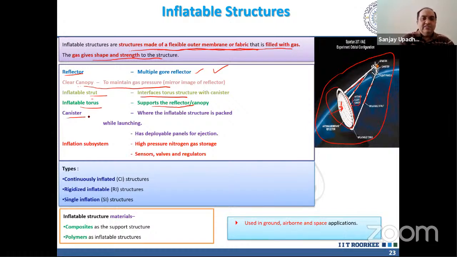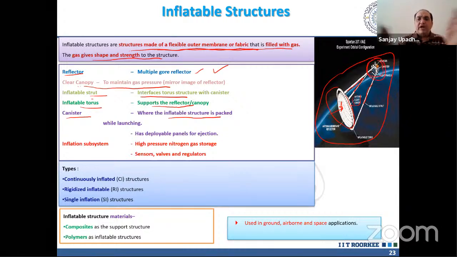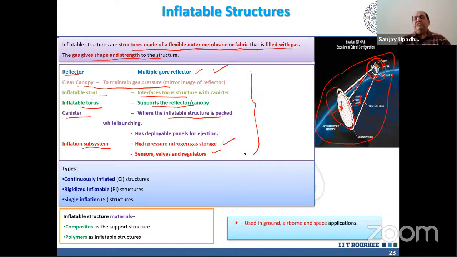Then canisters are a much more important part, where the inflatable structures are packed. This part is a canister where all these parts are compacted, and it will be packed on the ground station. When we launch it, one by one the parts will inflate and open in proper shape. The inflation subsystem is also required and important: high pressure nitrogen gas storage, sensors, valves and regulators. So these are the main components of inflatable structures: reflectors, inflatable struts, torus, and canisters.